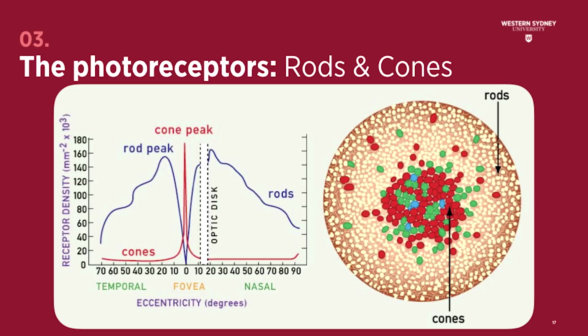This has several functional implications for how we see. The first of these is colour vision. Because the cones, which, as we've mentioned, are responsible for our colour vision, are relatively underrepresented in the periphery, our perception of colour is relatively poor in our peripheral vision.